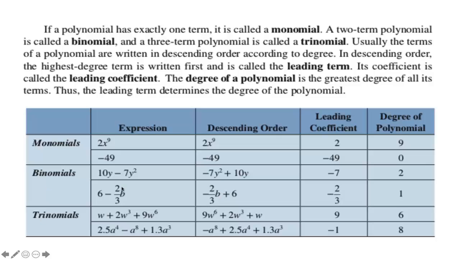So these are binomials, and trinomials have 3 terms. Notice, if I rearrange it, the degree here is 6. The degree of the entire polynomial is the highest degree, which is 6. The degree of this one is 8. The leading coefficient of this is 9. The leading coefficient is the coefficient of the highest degree term.